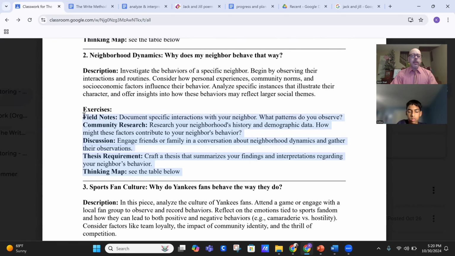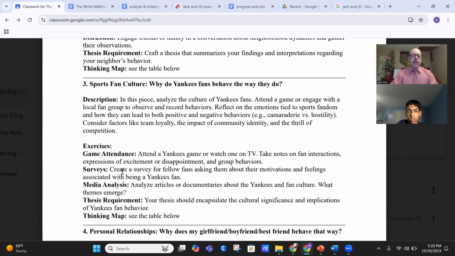And there are some thinking maps for each of these below. Number three, sports fan culture. Why do Yankees fans behave the way they do? Now you can substitute Dodgers fans or maybe Boston. Is it Red Sox?